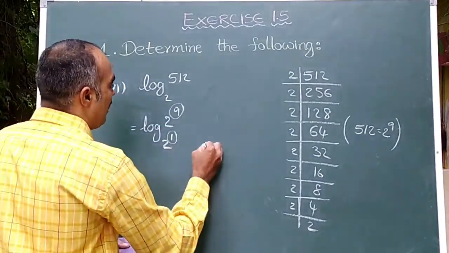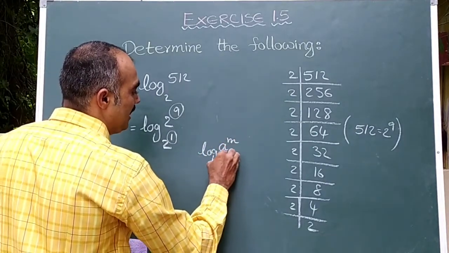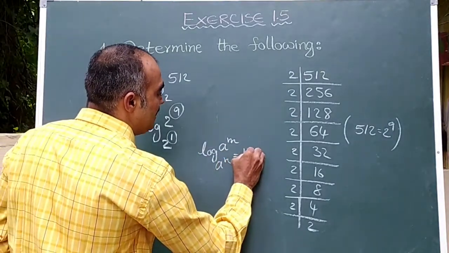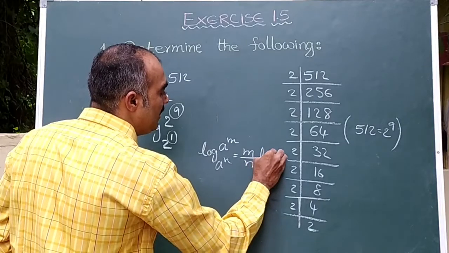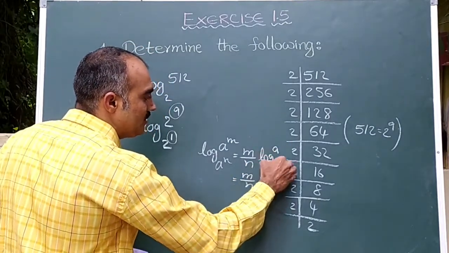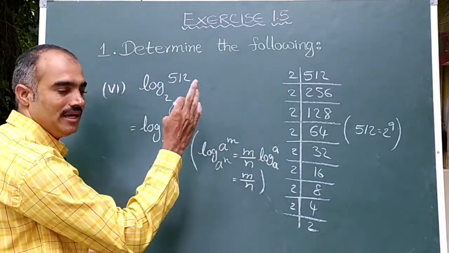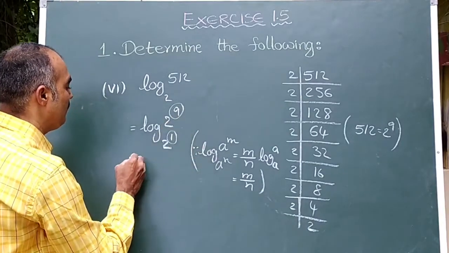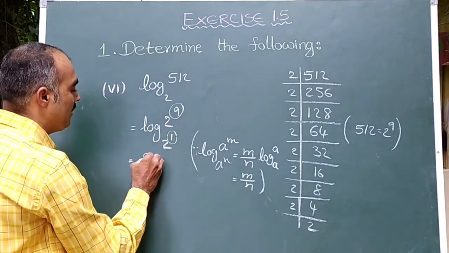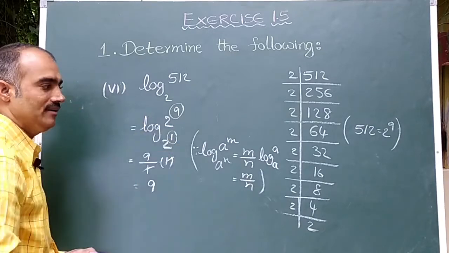So here already we have told you one formula, that is log a power m base a power n can be written as m by n times log a base a. Again this is m by n times, this is 1. So we need not write it, because m by n into 1 is m by n only. Based on this formula, here we can write 9 by 1, because log 2 base 2 is 1, we can omit it. So 9 by 1 into 1, cancel 1 and 1, so final answer is 9.